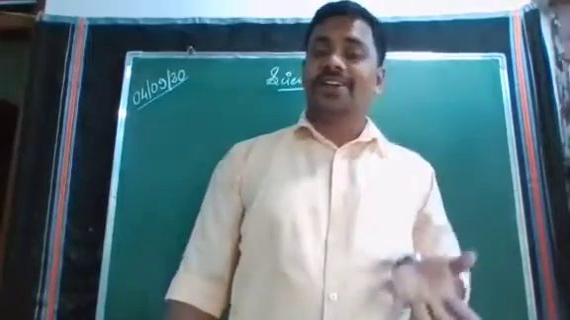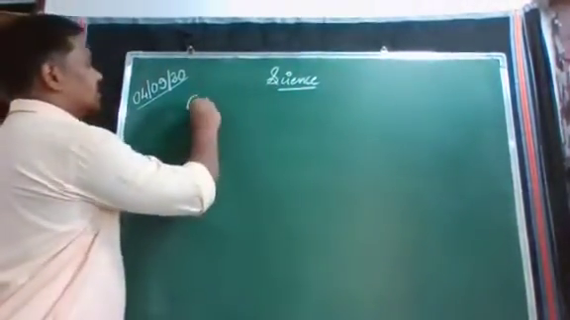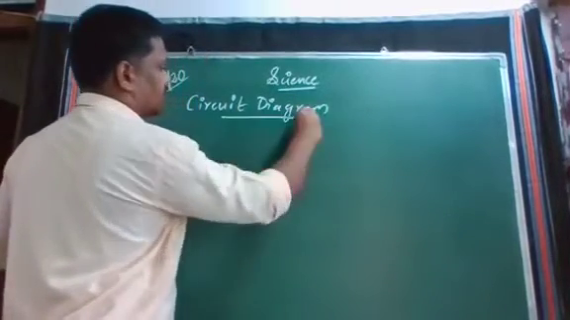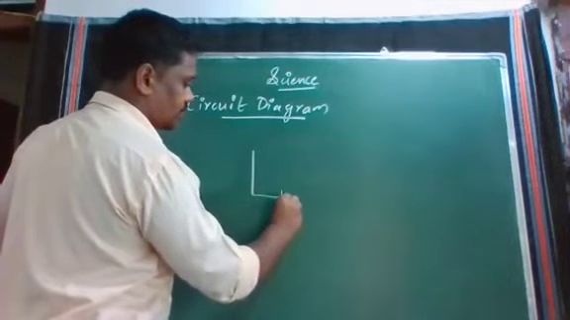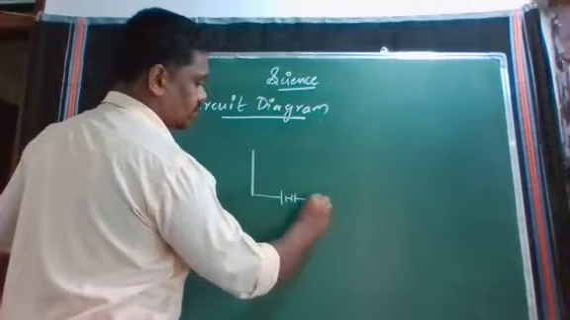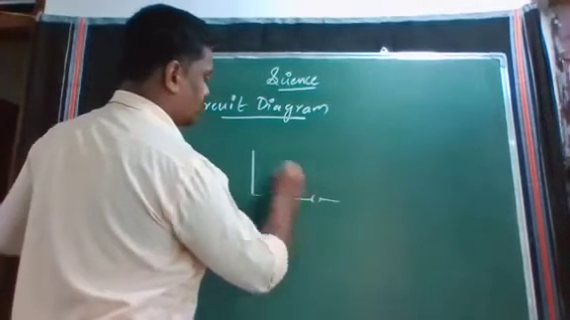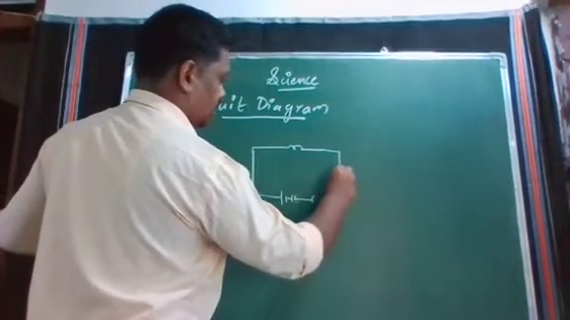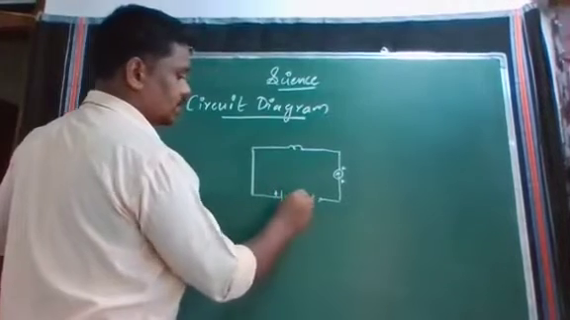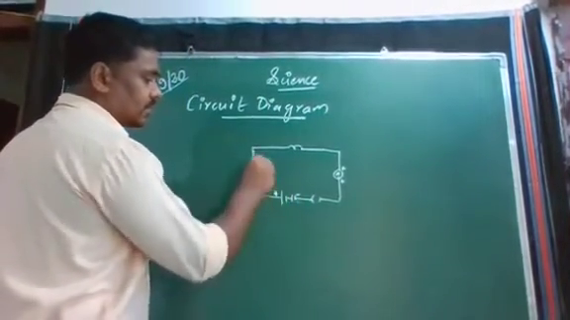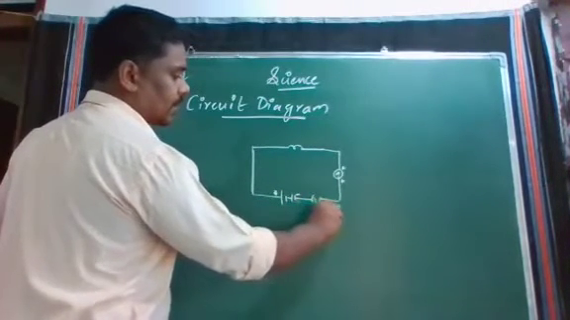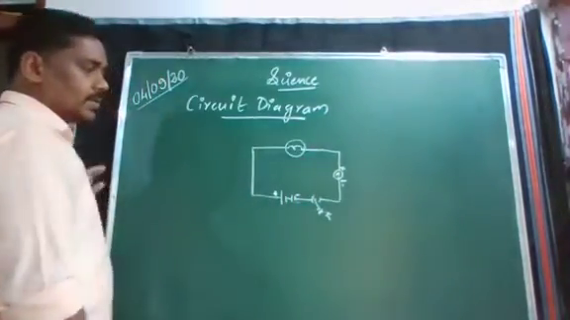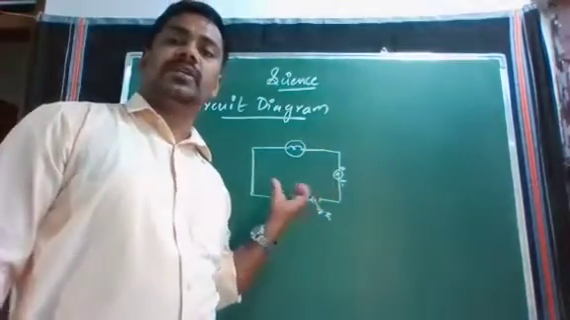So, our next topic is circuit diagram. This is the negative terminal of the cell, this is the positive terminal of the cell, and this is the plug key, and this is the ammeter, positive side, and this one is the negative side, this is the bulb. These are the components of a schematic drawing.